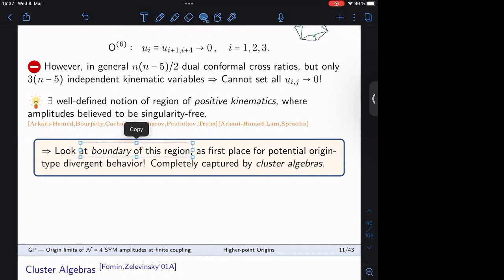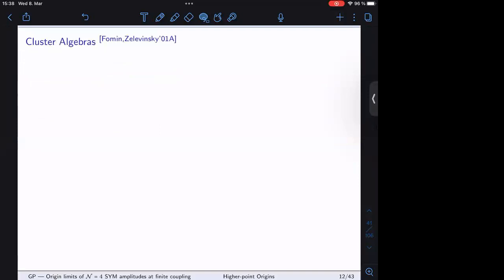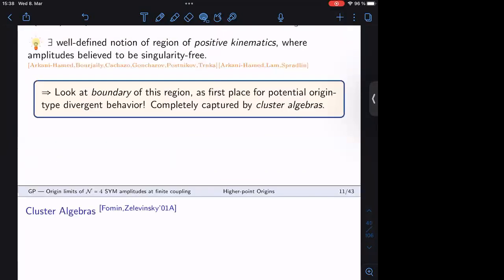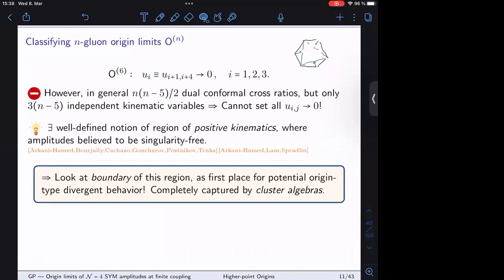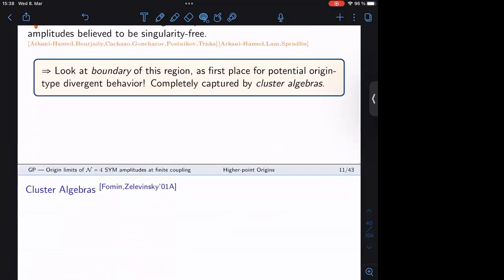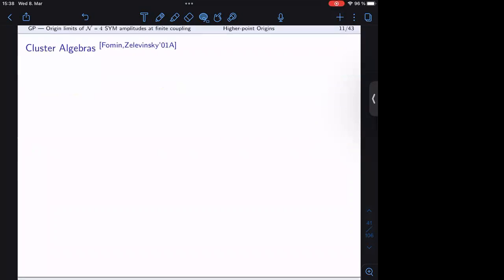You have this region, it's well defined. Why don't you look at the boundary and see if you find any origin limits? And the cool thing about this region and its boundary is that it's captured by these objects which are called cluster algebras. And this is what I will now define, unless I went too fast on this. But this is the route with which we go into cluster algebras.